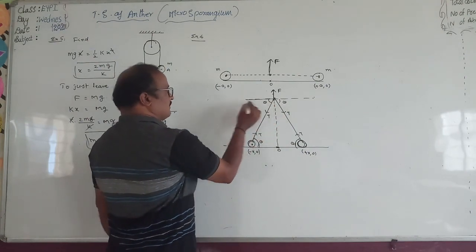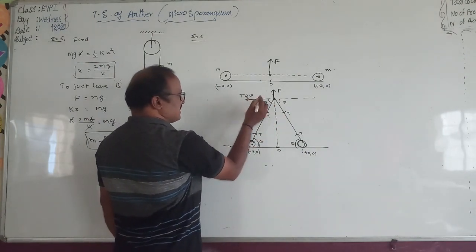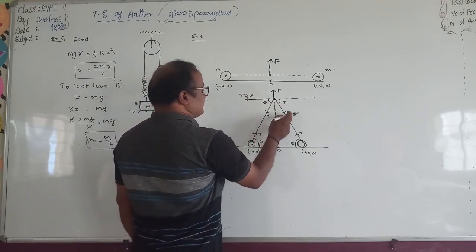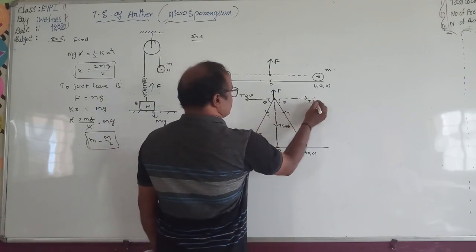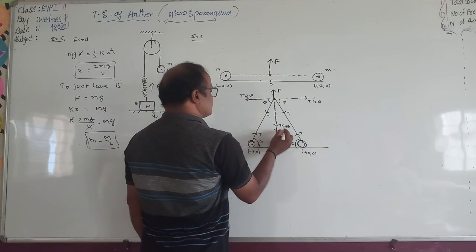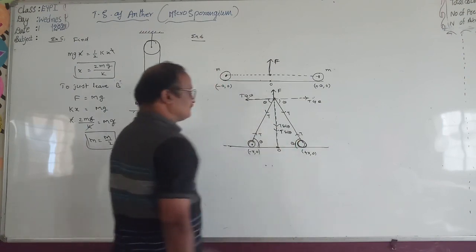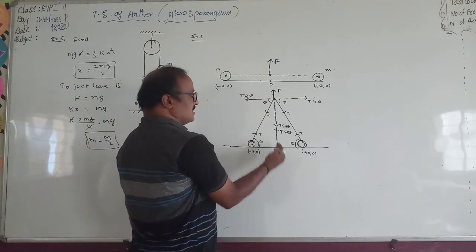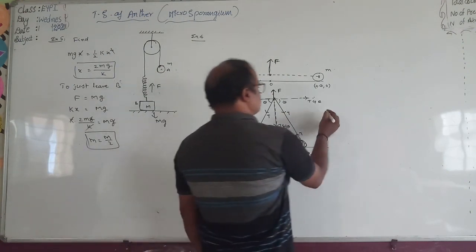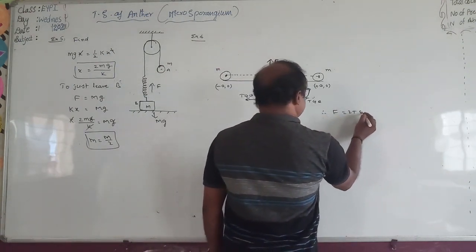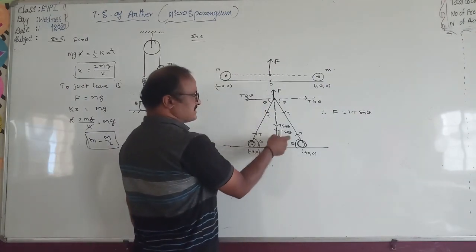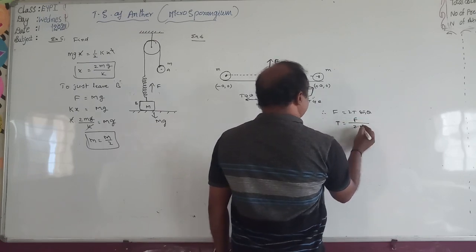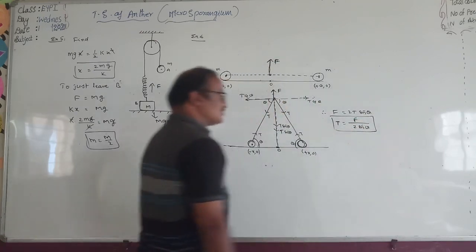Now T will be resolved into two components: along this direction T cos theta, and along this T sin theta. It is also resolved into two components: this is T cos theta, and this is T sin theta. Along this direction there is no acceleration of both arms, meaning the sum of upward forces equals the sum of downward forces. That means F is equal to T sin theta plus T sin theta, which is 2T sin theta. From this relation, T is equal to F by 2 sin theta.